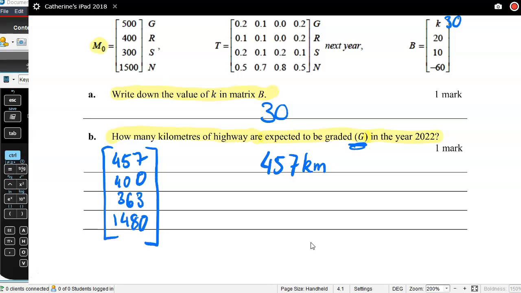Some wrote the correct matrix and did not extract that answer, so did not get the mark. So while they proved that they found that matrix, because they didn't extract the actual needed piece of information, they didn't get the mark. Okay, so you must be careful there.